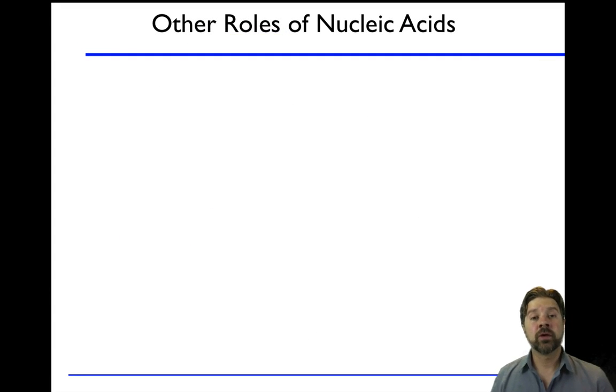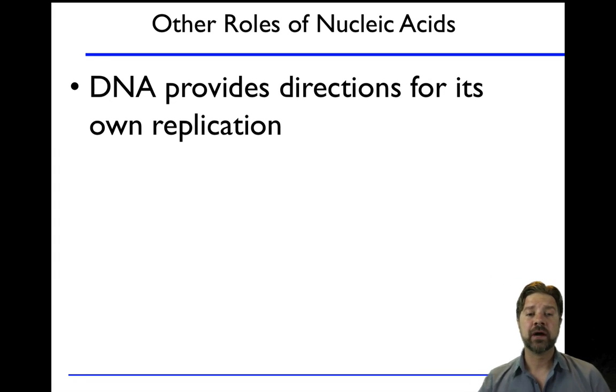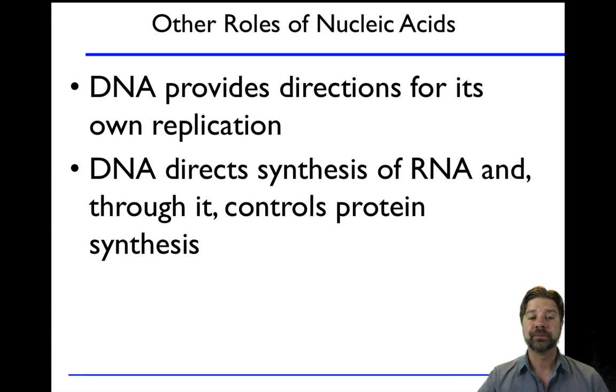Aside from the storing of genetic information, there are some other roles of nucleic acids as well. For example, DNA will provide directions for its own replication. Every cell is going to need to make an additional copy of its DNA, because each time that cell splits, it would only have half the genetic content it had in the previous cell. So therefore, you must double the amount of nucleic acid within the nucleus of a cell, and DNA will provide the directions for its own replication.